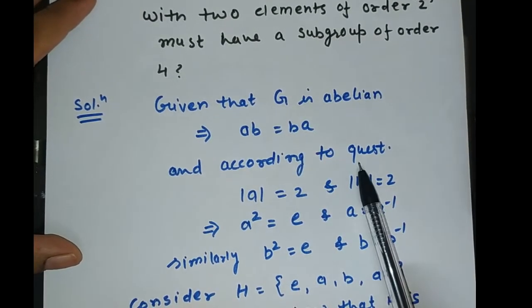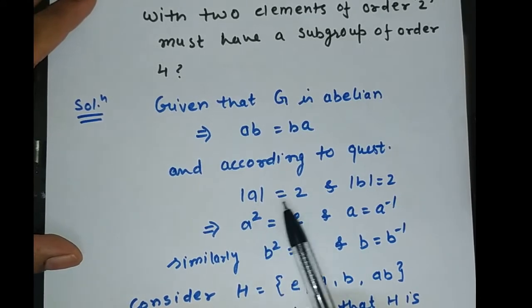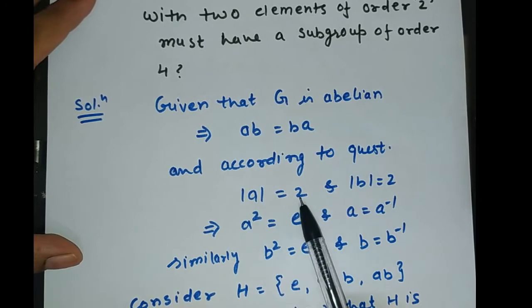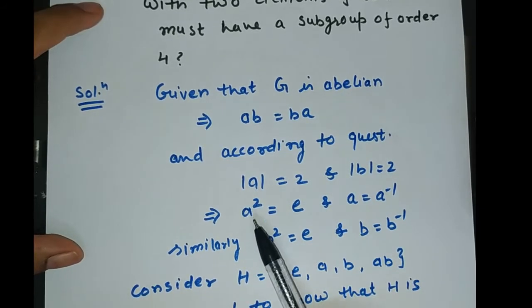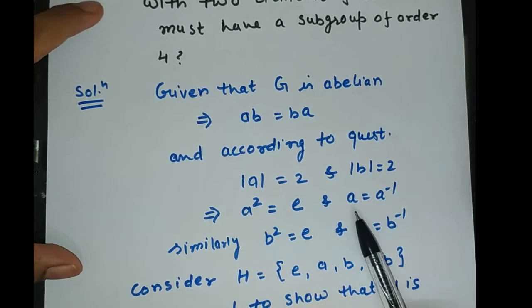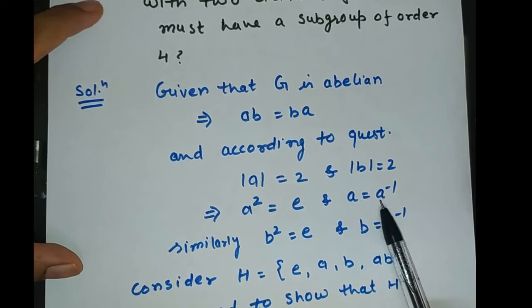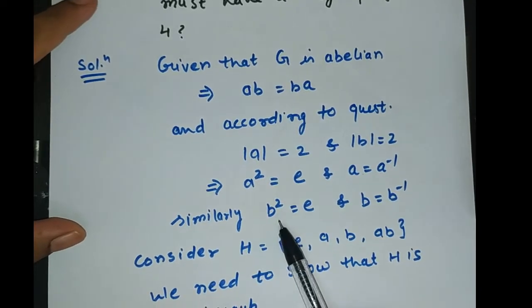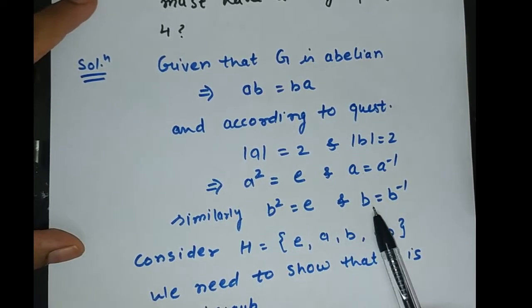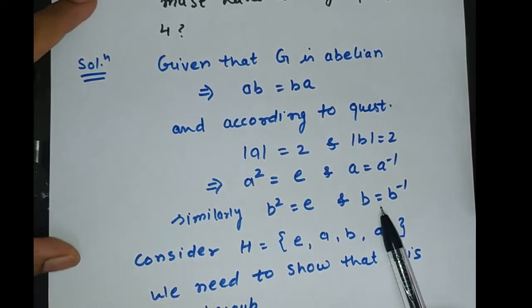And according to the question, the order of A is equal to 2 and the order of B is equal to 2. If the order of A is 2, we know that A squared is equal to E. It means A is a self-inverse element: the inverse of A is A itself. Similarly, if the order of B is 2, then B squared is equal to E, and B is equal to B inverse. B is also a self-inverse element in G.